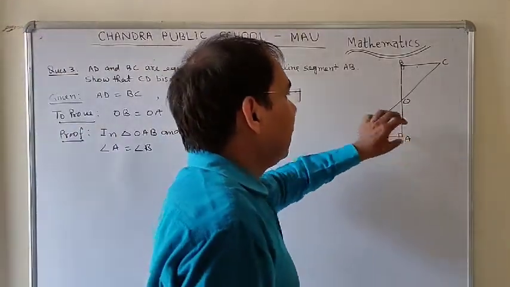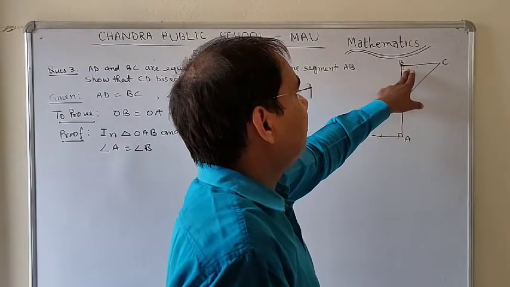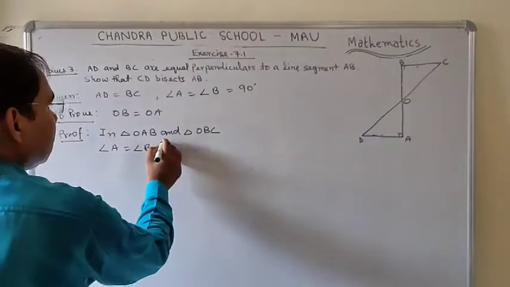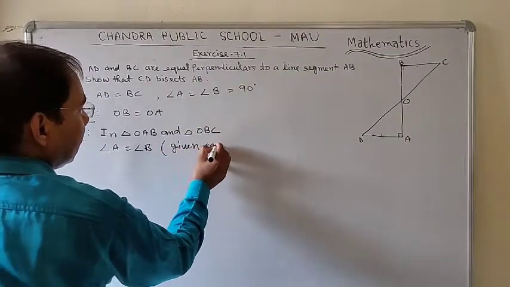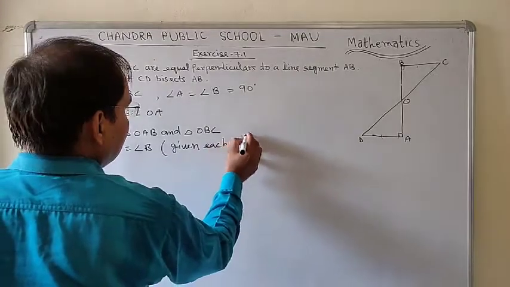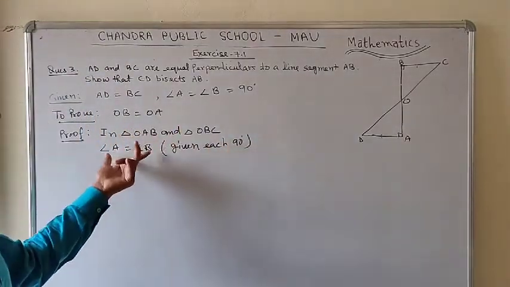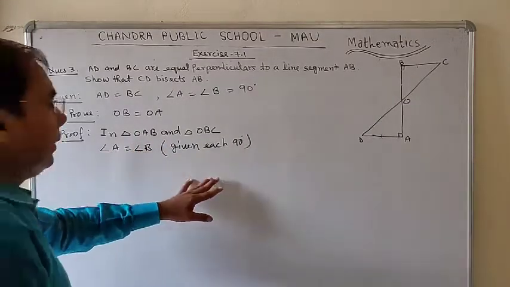So angle A is one angle of 90 degrees in this triangle, and here is one angle of 90 degrees in the other triangle. So these two angles are equal for both triangles. So here it is given, each 90 degrees. Both the angles are 90 degrees, that's why both are equal. To prove the congruence, you need to show three values equal. So angle A equals angle B, 90 degrees.